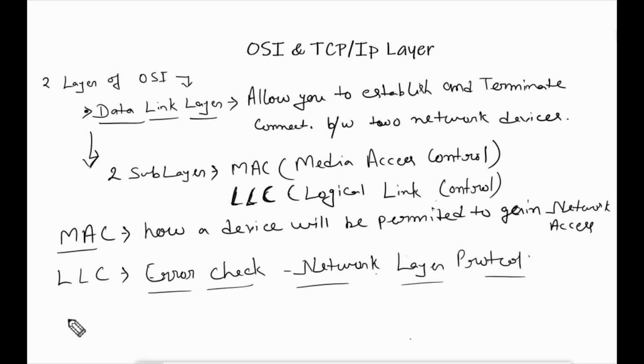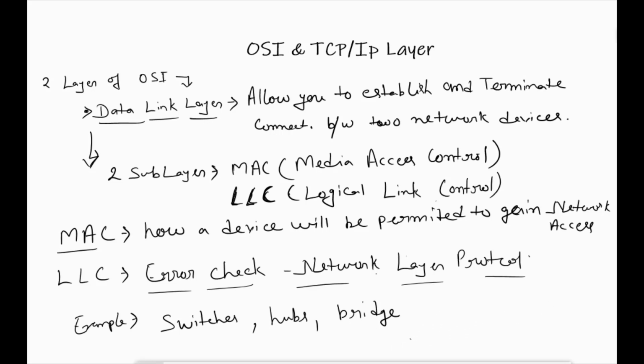The devices that work on this layer are switches, for example layer 2 switches work on data link layer, hubs and bridges. They all are connecting devices, so they work on the data link layer.